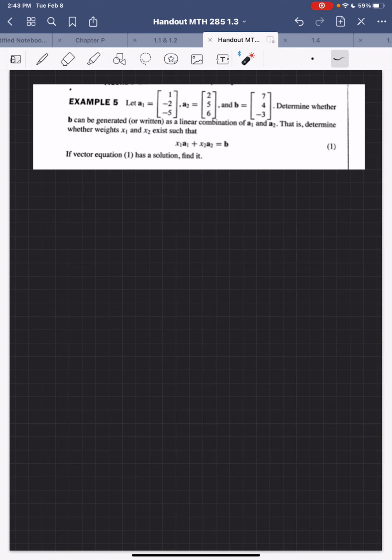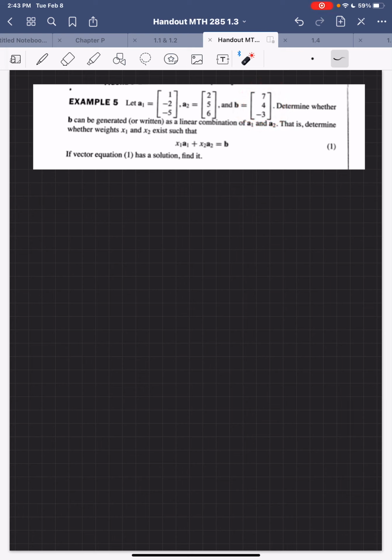Given those 3 vectors, what would they like us to do? It says determine whether vector b can be written as a linear combination of vectors a sub 1 and a sub 2. Quite simply, is vector b in the span of vector a sub 1 and a sub 2? Can you travel along the a sub 1 line and then travel along the a sub 2 line and ever arrive at b?